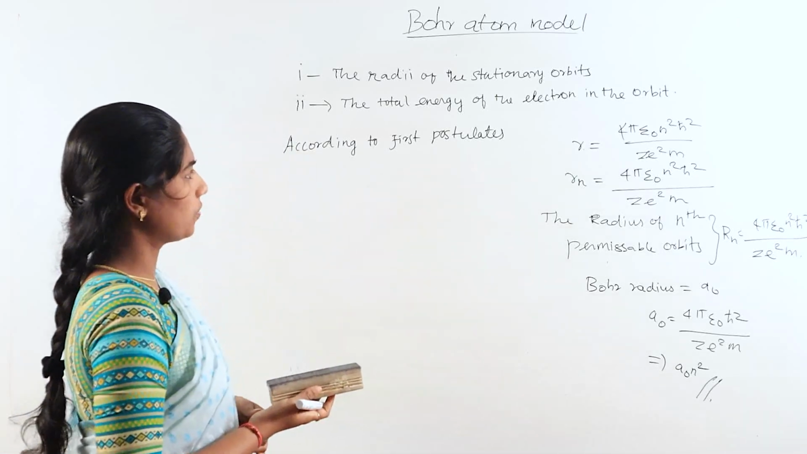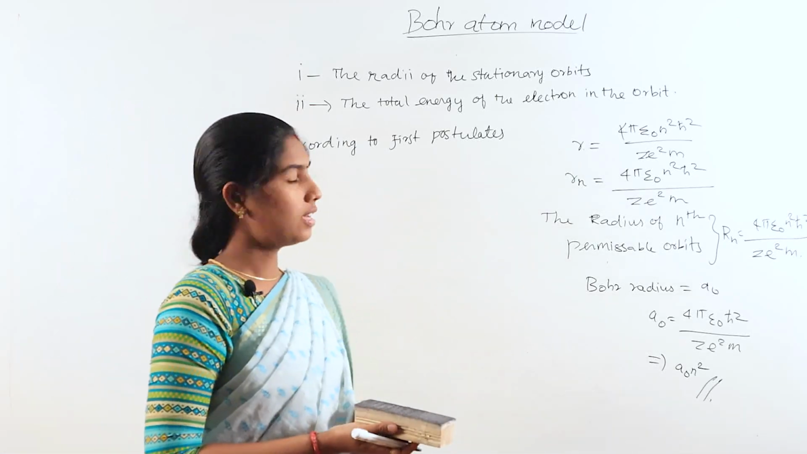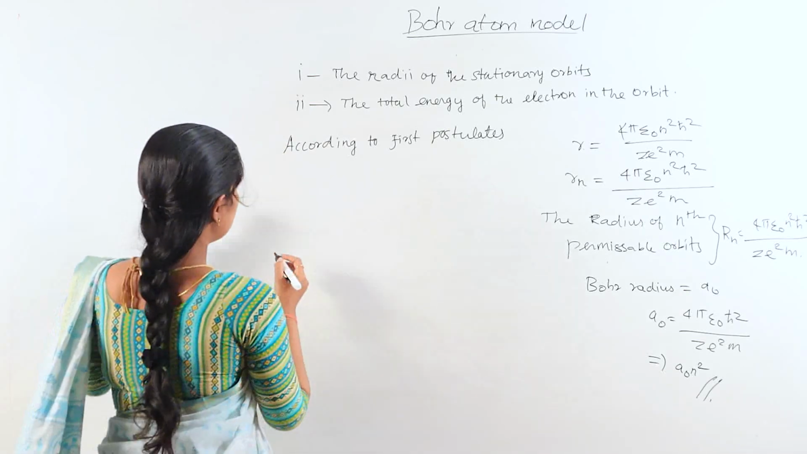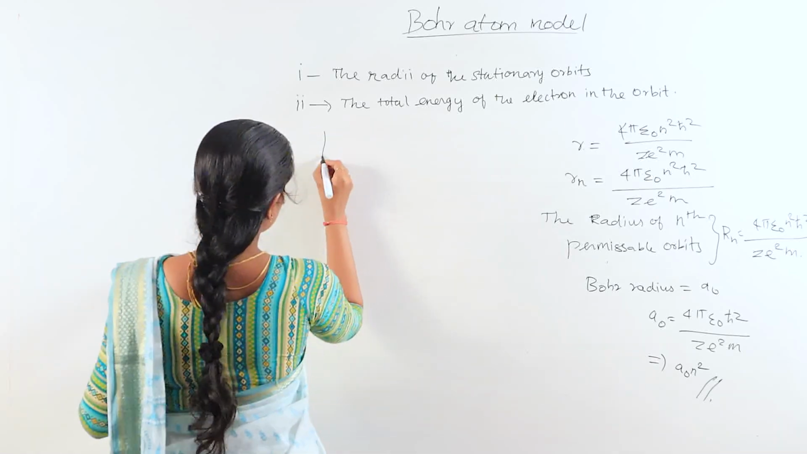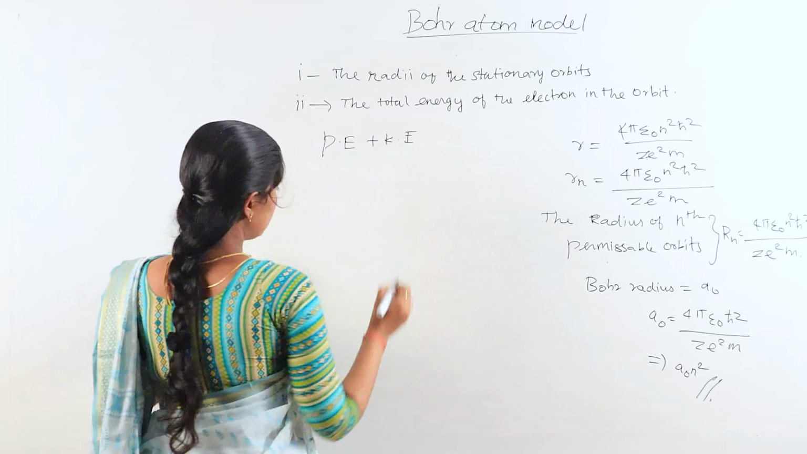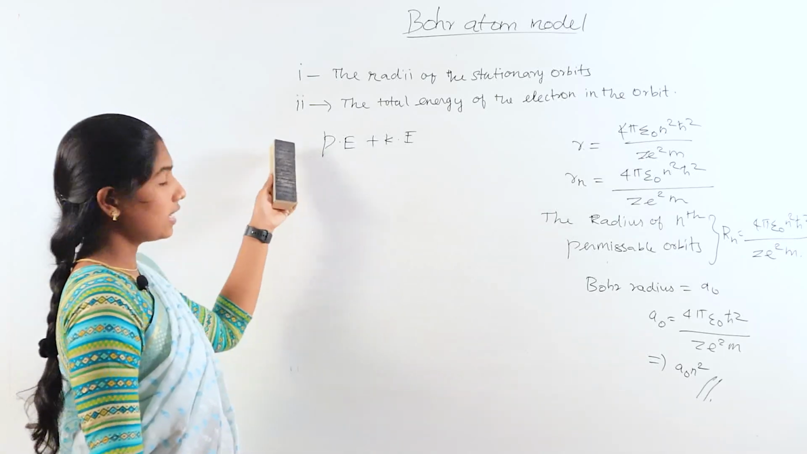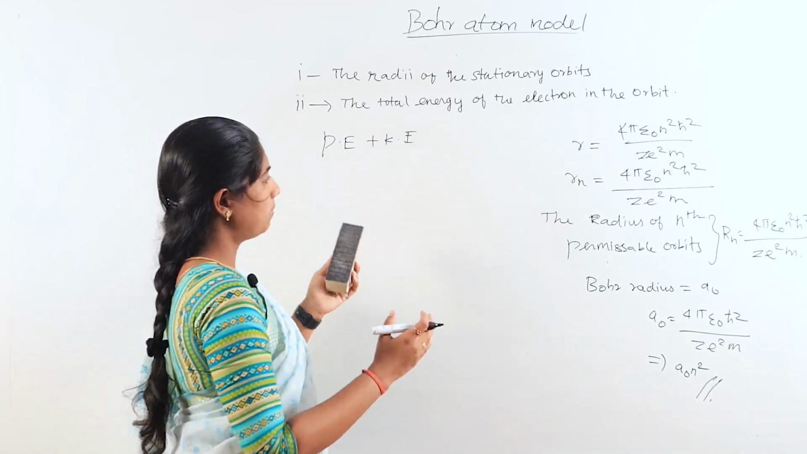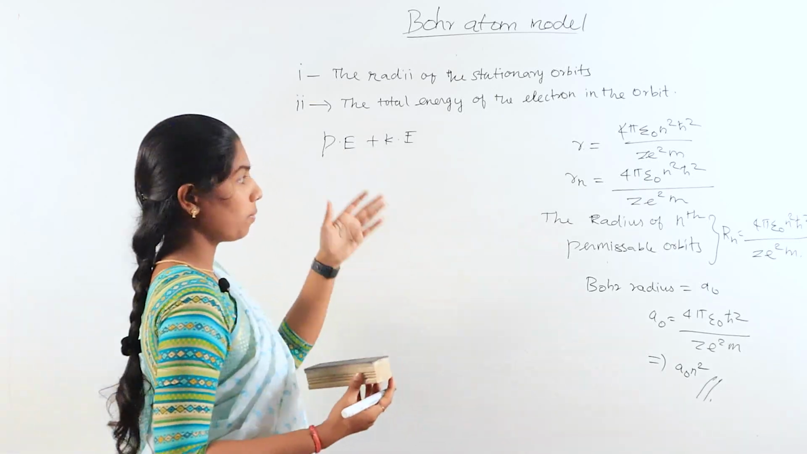How can we calculate the total energy of the electron? The total energy of the electron is the sum of the potential energy plus the kinetic energy. Here, the potential energy should be 0. Why am I saying it should be 0? Because the electron is kept at an infinite distance from the nucleus.